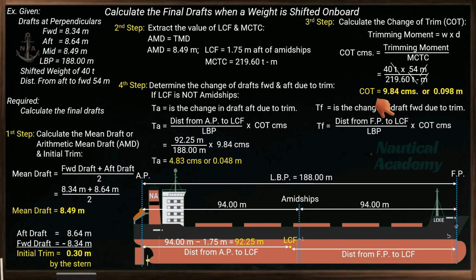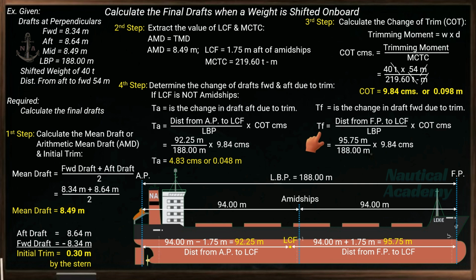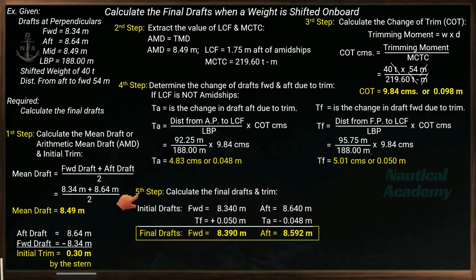Now, to find the distance from forward perpendicular to LCF. We have distance from forward perpendicular to midships, plus the LCF. The distance is 95.75 meters. The change in draft forward due to trim is 5.01 centimeters, or 0.050 meter. The next step is to apply the change of drafts due to trim to find the final drafts.